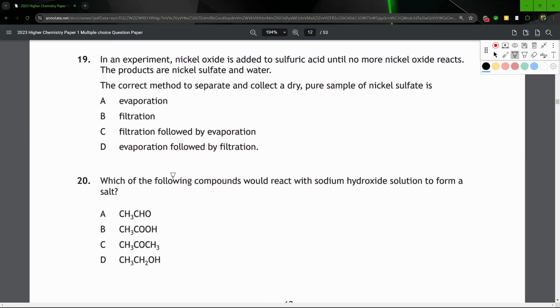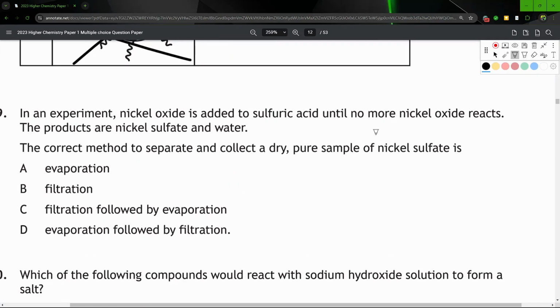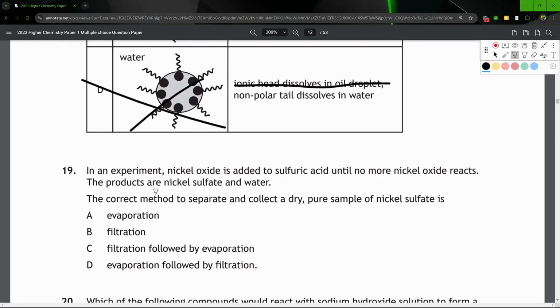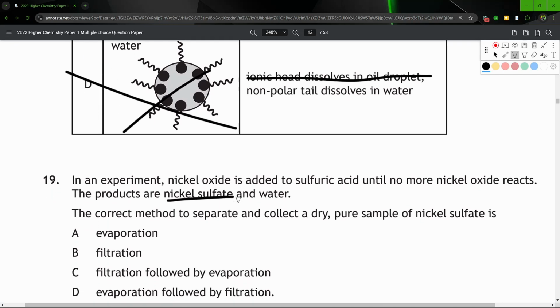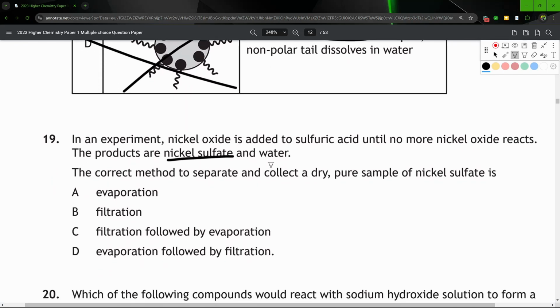Moving on, we have number 19. In an experiment, nickel oxide is reacted with sulfuric acid until no more nickel oxide reacts. The products are nickel sulfate and water. The correct method to separate and collect a dry, pure sample of nickel sulfate is what? So, what we're going to have in our solution, because we want to get nickel sulfate and filter out everything else. It looks like it should be fine, because we should just have nickel sulfate and water, and we can just dry that, right? Well, what we're going to have to do is something a bit more difficult.